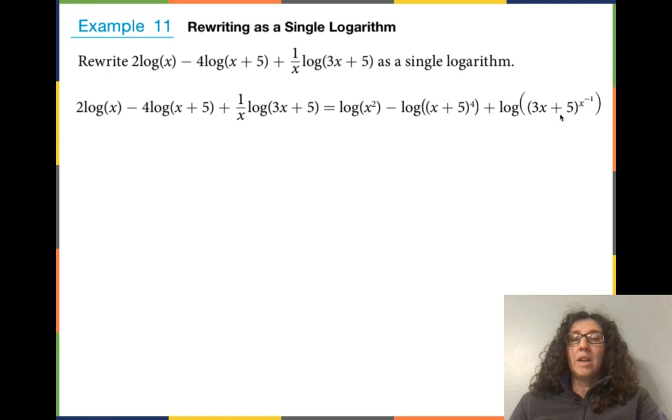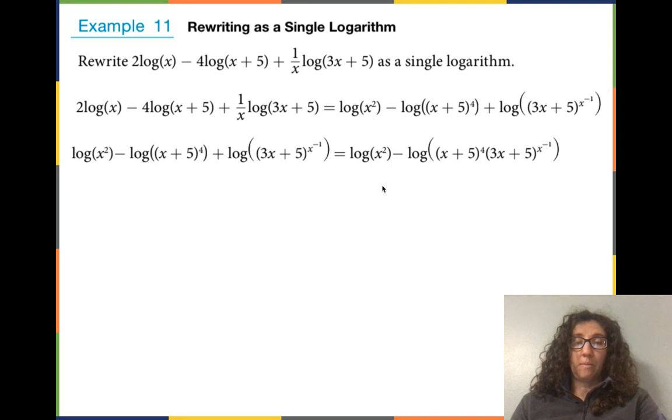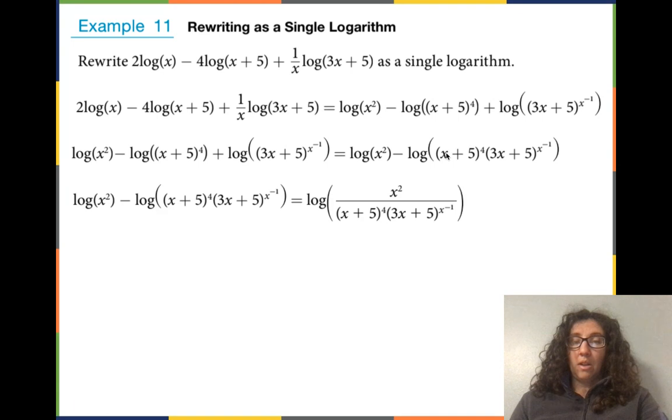Okay. Now this is going to be a little bit tricky. How are we going to combine these? We have this plus this. Okay, so we use the product rule to combine those two terms. And now we've got this log minus that log. And we get this term. Okay, using the quotient rule.